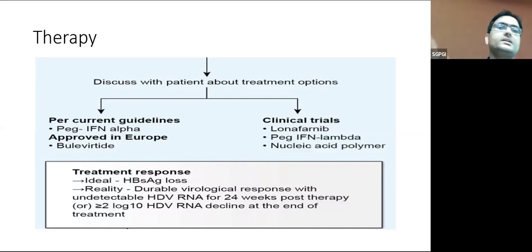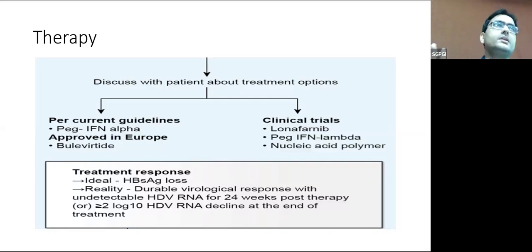This is in addition to hepatitis B virus, you have to treat for hepatitis D virus, because we know that hepatitis D virus will not occur in isolation. It will occur in combination. So you will treat the patient with pegylated interferon alpha and bulevirtide, then monitor the patient and assess the treatment response. Ideally, if HBsAg loss occurs, that means the patient has been treated. But in reality, HBsAg loss is very rare. So you can see whether HDV RNA becomes undetectable at 24 weeks post therapy, or more than 2 log reduction of HDV RNA at the end of treatment. These are your treatment response assessment parameters.